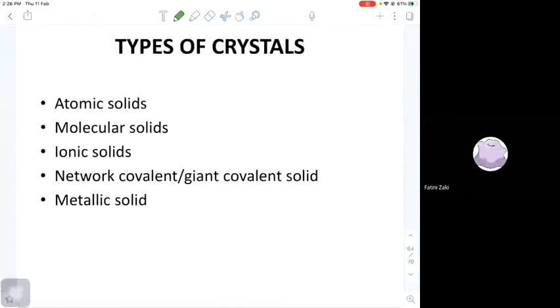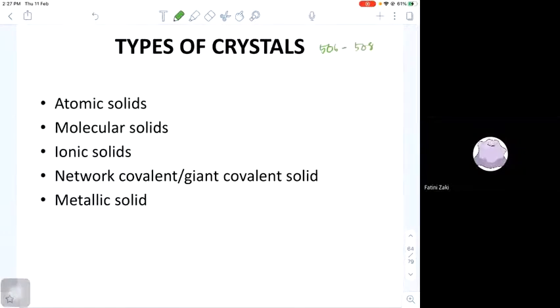So we finish with the basics of the unit cell. Now we want to go to the types of crystalline solid. There are 5 types of crystalline solid that we cover in our syllabus. I hope that you refer to your textbook, on pages 506 until 508.